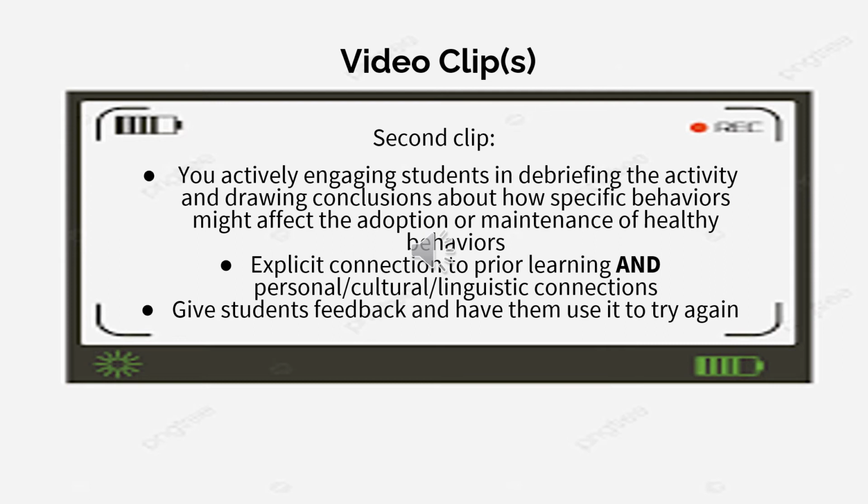Secondly, you need to show an explicit connection to prior learning and their personal, cultural, or linguistic connections. So you have to make this specific to your students, and you have to connect it to something else that they've learned either in your class or a different class. And then the last thing that you have to show is giving students feedback. And this should be pretty specific feedback because they're going to have to use that feedback to try whatever the activity is again, so that you can see that they've done it better this time using your feedback.